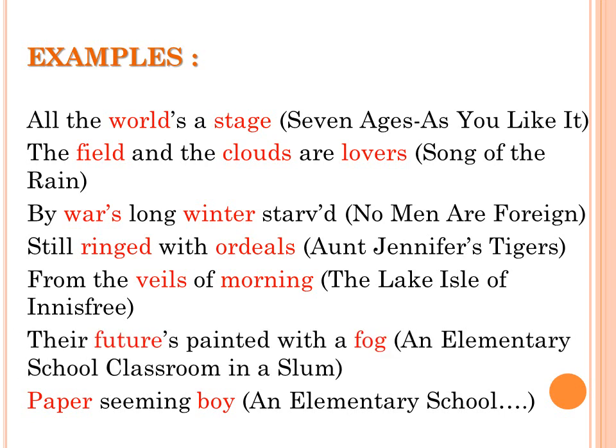Their future is painted with a fog. Future of slum children is compared to fog, which is dim, which is not bright. Paper seeming boy, a slum boy who is very thin, just like a paper. So he is compared to paper, but no like or as is used in all these examples. That is why we find metaphor in all these lines.